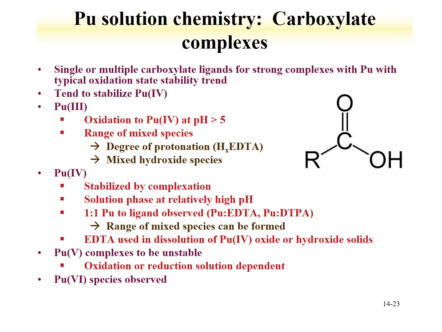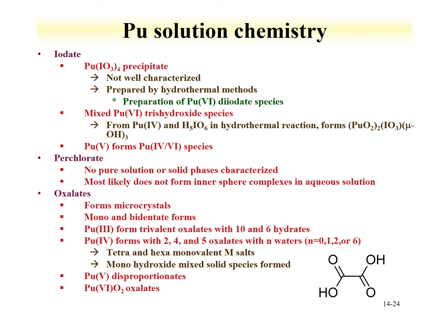The plutonium-5 compounds are unstable, and they will oxidize or reduce depending upon the solutions. And plutonium-6 species are similar to the uranium-6 species. They've been observed, and they've been used for solubilizing plutonium. Other compounds that are in solution include the iodates, which have been precipitated. They are not well characterized, but they have been prepared by hydrothermal methods. The perchlorates generally are used for non-coordinating systems. There's no pure solution or solid phases characterized.